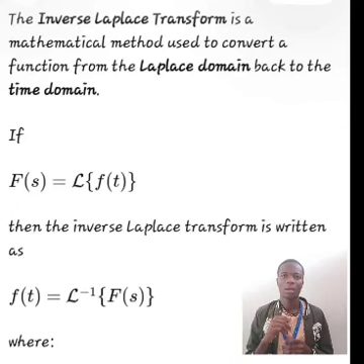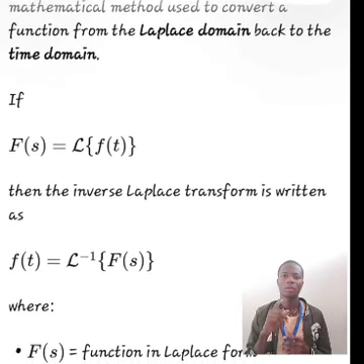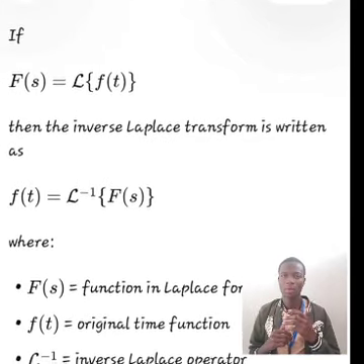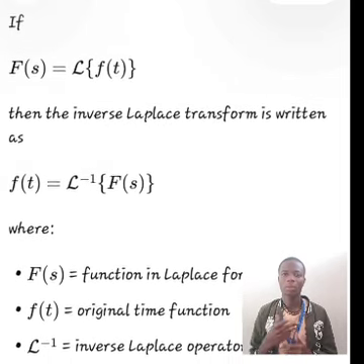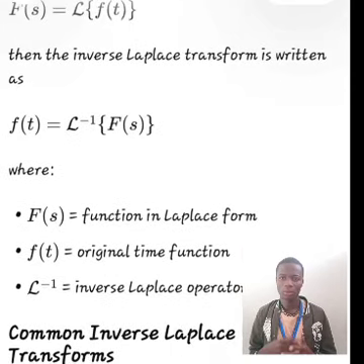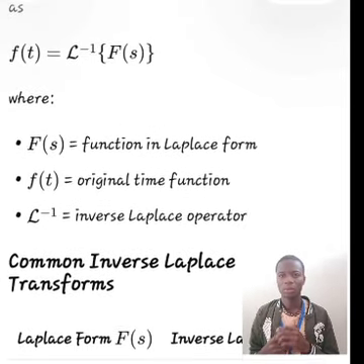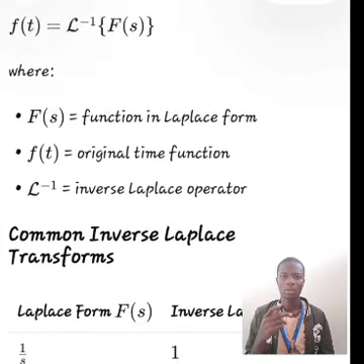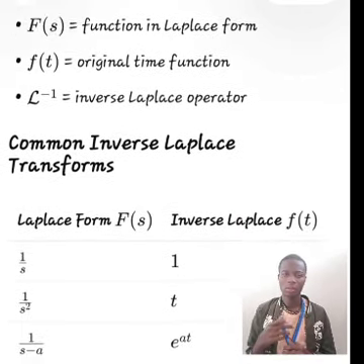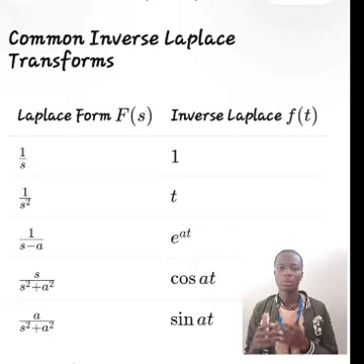Inverse Laplace transform is a mathematical method used to convert a function from the Laplace domain back to the time domain. If F(s), the function in the s domain, is equal to the Laplace transform of a function of time, then its inverse Laplace transform is written as f(t) equals L inverse of F(s), where F(s) is the function in Laplace form, f(t) is the original time function, and L inverse is the inverse Laplace operator.